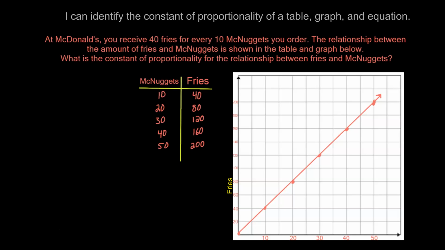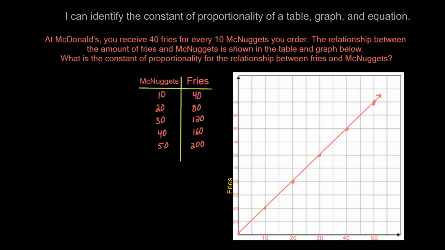Hello mathematicians, hope in this video you can say, I can identify the constant of proportionality of a table, graph, and equation. Let's look at a quick example here. At McDonald's, you receive 40 fries for every 10 McNuggets you order. The relationship between the amount of fries and McNuggets is shown in the table and graph below. What is the constant of proportionality for the relationship between fries and McNuggets?